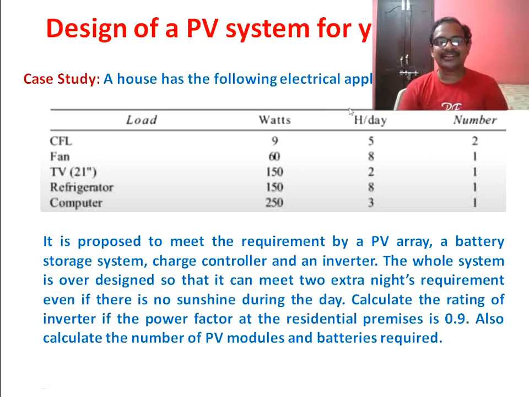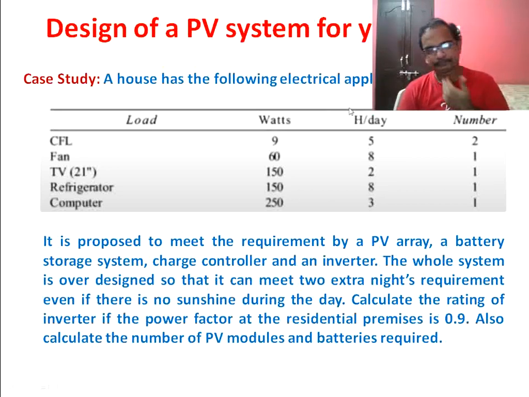The whole system is designed so that it can meet 2 extra nights requirement even if there is no sunshine during the day. What is it that they are saying here? They are saying the number of days of autonomy is 2 days. Even though there is no sunshine for 2 days, the system has to work. That is, the load has to be met by the solar system. So what is the only thing that we can do? Here the number of days of autonomy means 2 days. Even though there is no sun, the system has to run for 2 more days.